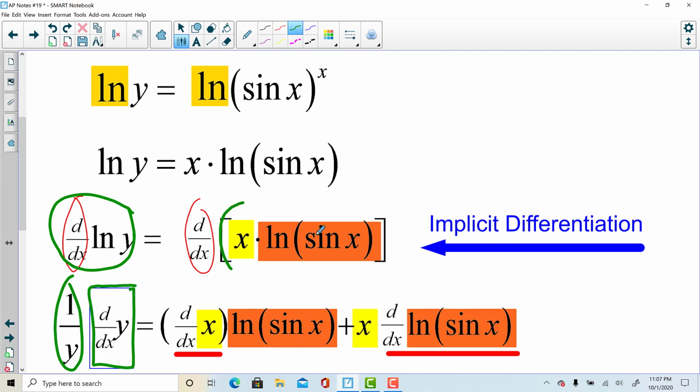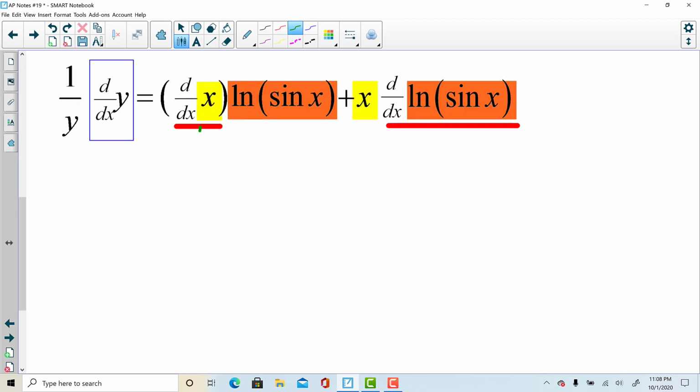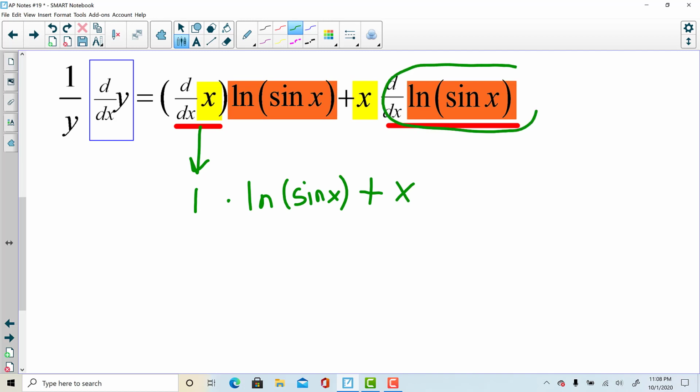Over here we have the derivative of a product. So on the first piece we can do the derivative of x, and on the second piece we can do the derivative of ln of sine of x. Okay, derivative for x is just going to be a 1. The derivative for ln of sine of x is going to be 1 over sine of x times the derivative of sine of x. That's the chain rule. So we get the cosine of x.